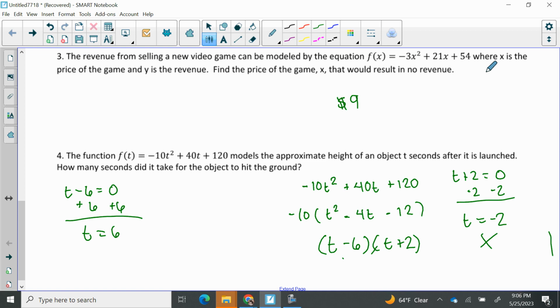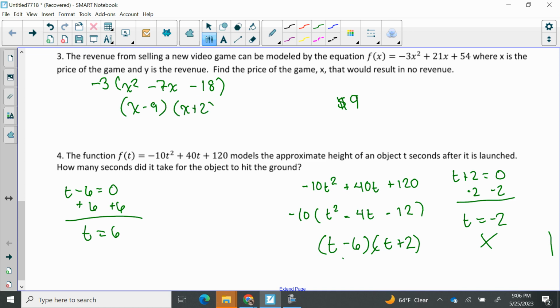I probably could have factored this one as well. Looks like I could have. So I'm going to go ahead and factor it as well. So I'm going to take negative 3 out, and I get x squared minus 7x. 54 divided by 3 is minus, what is that, 18? Yeah. So then I get x minus 9 times x plus 2.